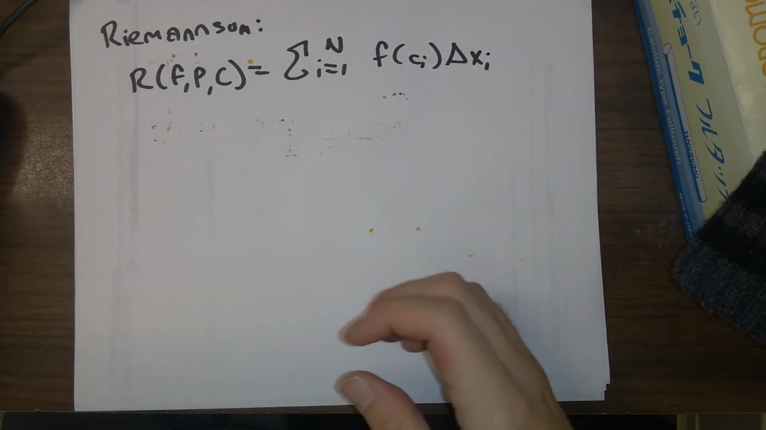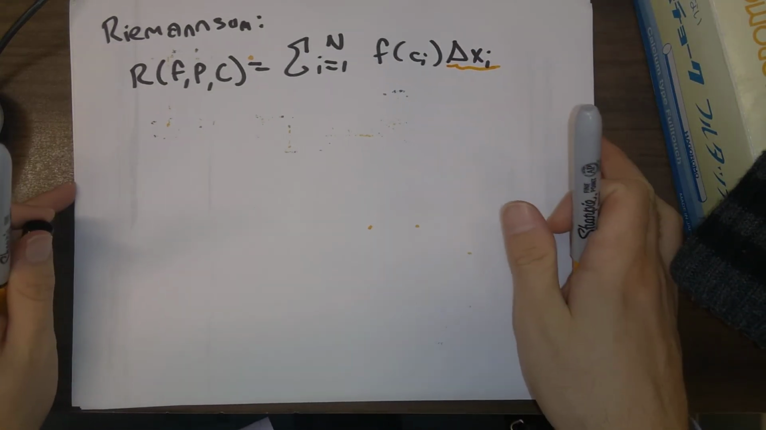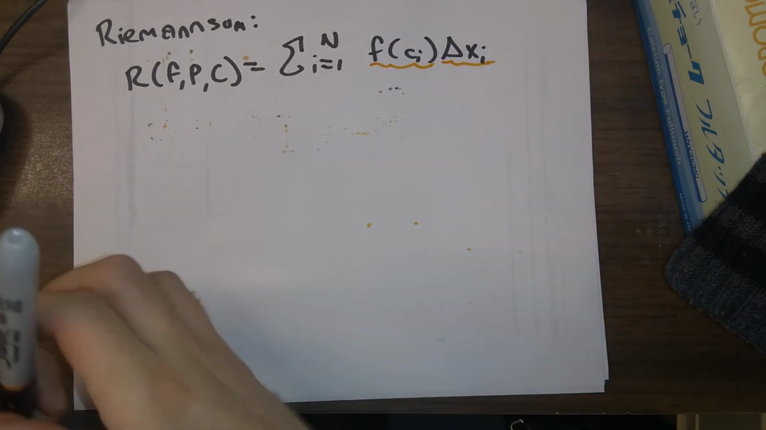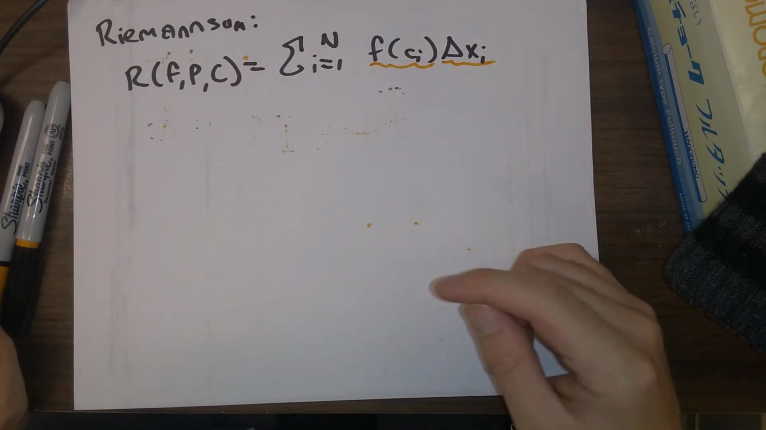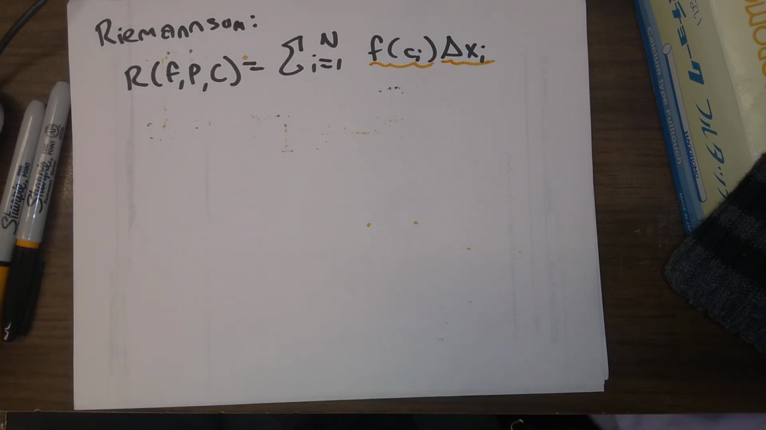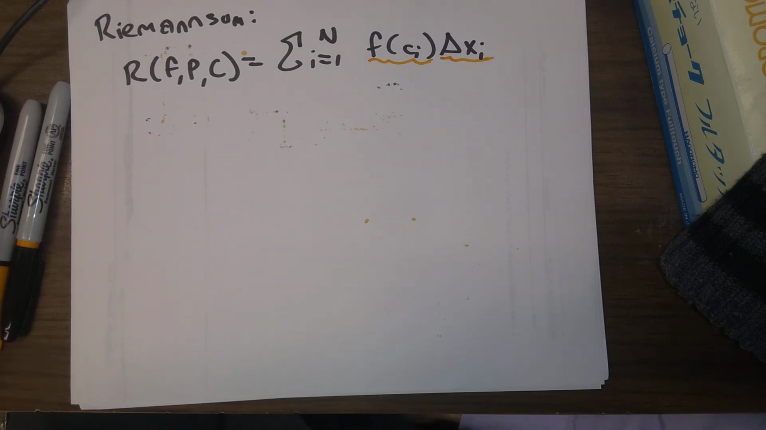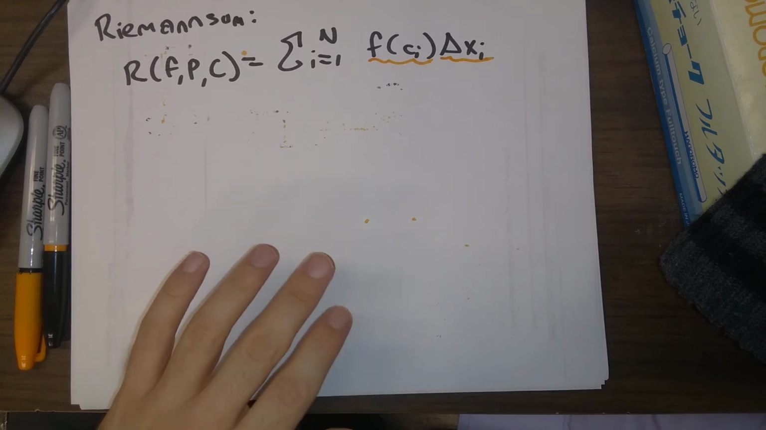So what is going on here? This delta x_i is the width of each of the subintervals in our partition. For f of c_i, we plug a point into our function, and it provides us with the height of the rectangle. And if f of c_i is negative, we're thinking of our height as negative, so it's going to contribute a negative signed area to the overall sum here. So this is what our Riemann sum is. This is our definition.